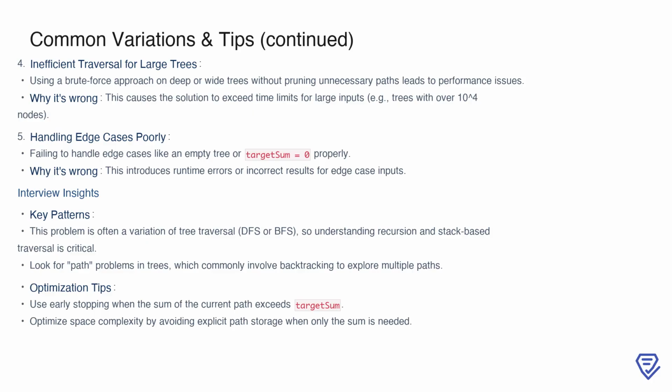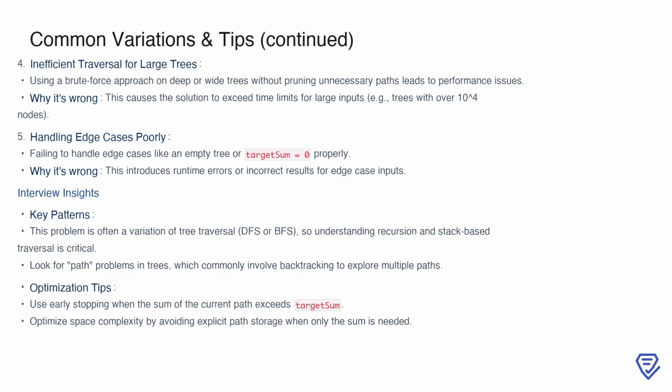Inefficient traversal is another pitfall, especially when dealing with large trees. Using a brute force approach without pruning unnecessary paths can lead to performance issues. For example, in trees with over 10,000 nodes, the solution may exceed time limits. Optimizing the traversal technique is critical to handle such cases effectively.